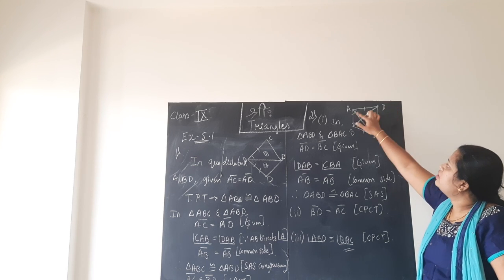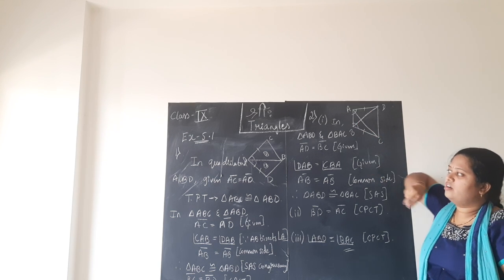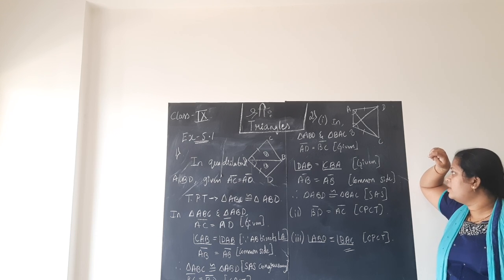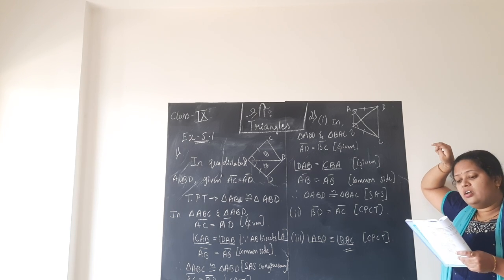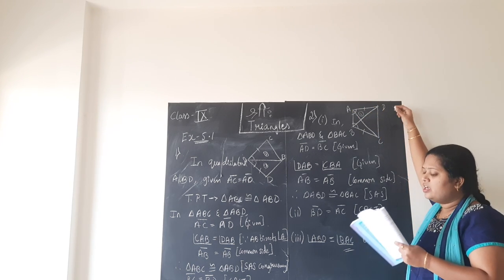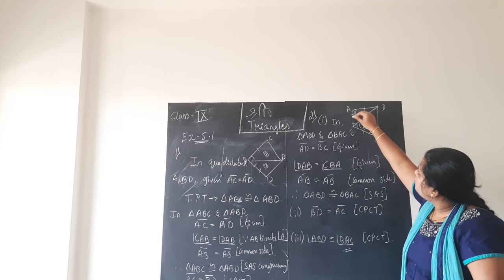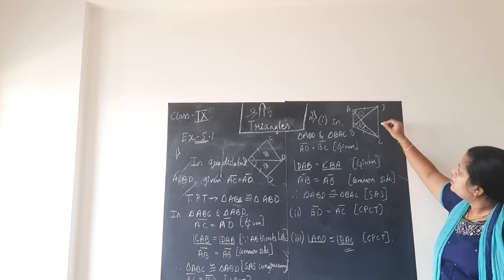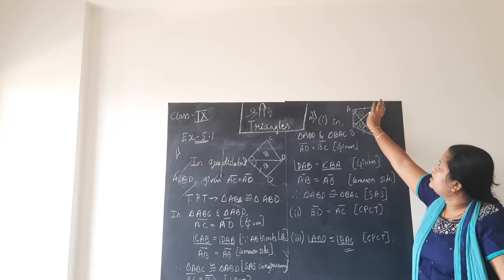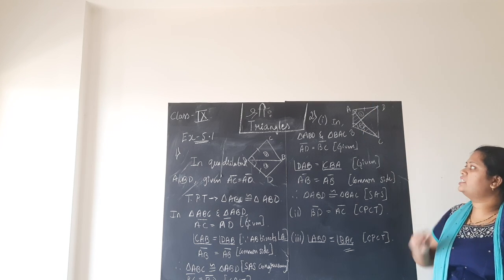So again you have the quadrilateral ABCD. Here two diagonals are drawn. Here only one diagonal was drawn. Here two diagonals are drawn which is dividing the quadrilateral into triangles. Now what we need to prove? Triangle ABD, this triangle 1, is equal to triangle BAC. Triangle ABD, this triangle is congruent to this triangle and we need to prove in case 1.